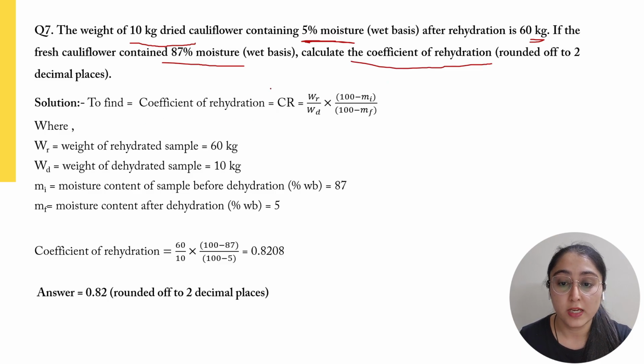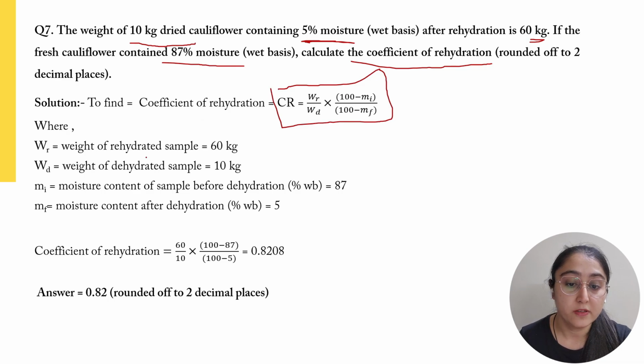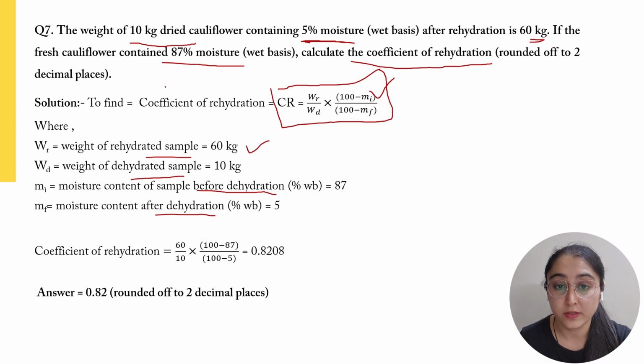Now the coefficient of rehydration is given by this formula, where WR and WD represent the weight of the rehydrated sample and the weight of the dehydrated sample respectively, and MI and MF are the moisture content of the sample before dehydration and after dehydration respectively. So what we see here is we are already given the weight of the rehydrated sample, that is 60 kg, and the weight of the dehydrated sample was also given over here, that is 10 kg, right? So we have 10 kg over here.